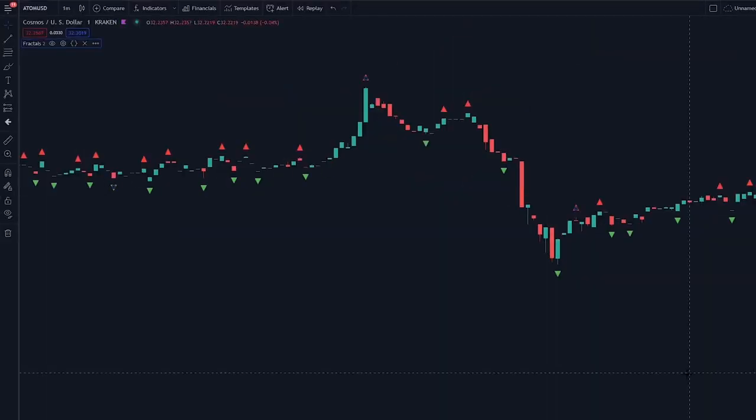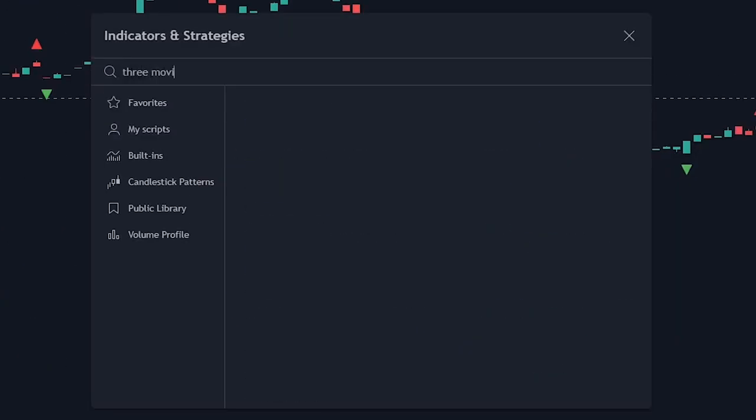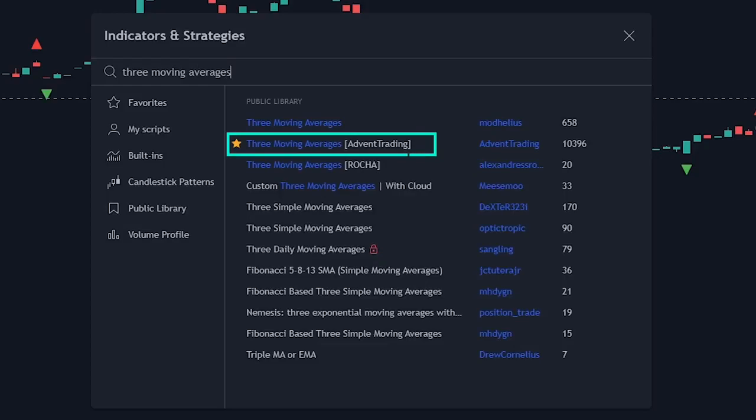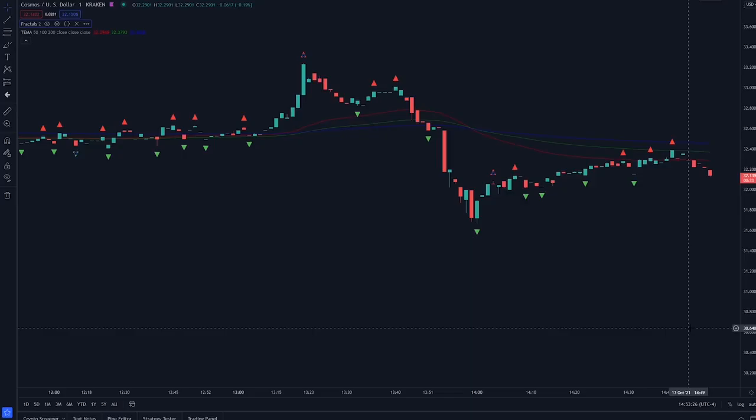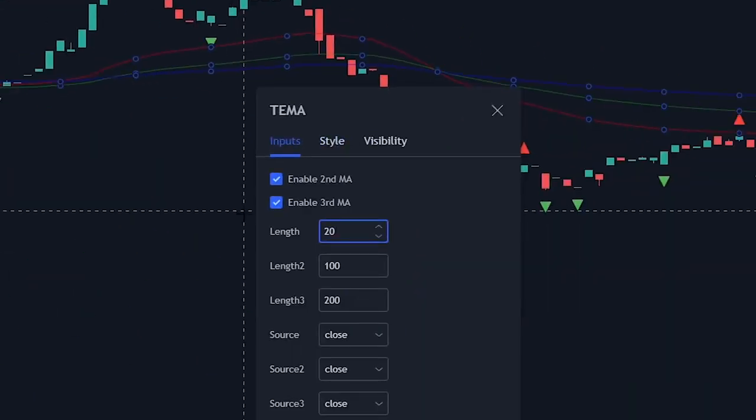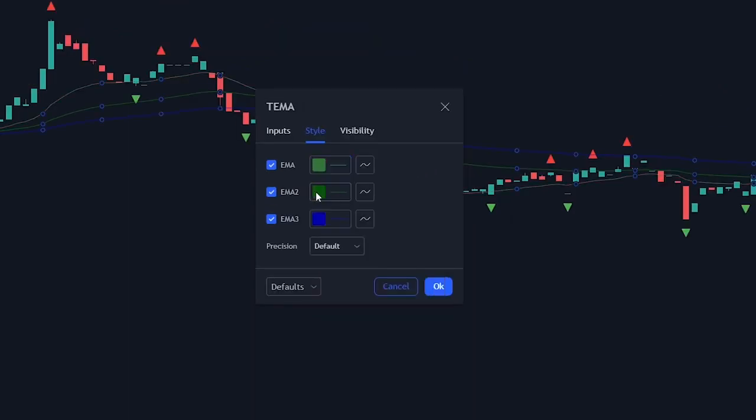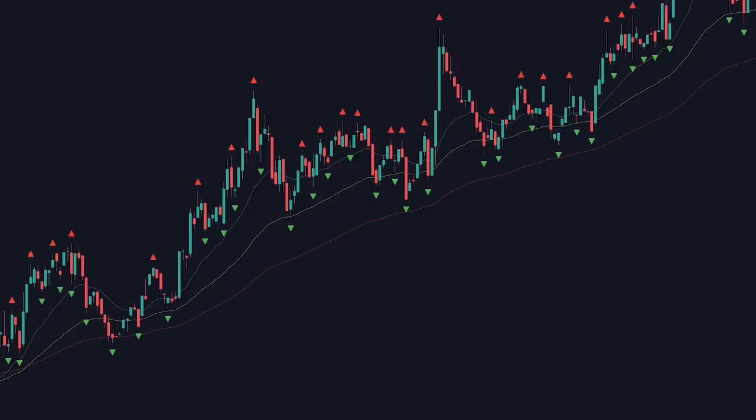Next, we're going to add some moving averages. Go back to the Indicators tab and type in 3 moving averages. It should be this one by Advent Trading. Once you have that added, we're going to change the settings a bit. Go up to the settings of that indicator, change length 1 to 20, change length 2 to 50, and length 3 to 100. Then for simplicity's sake, I'm going to change the colors of the lines to green, yellow, and red in that order. Now that we have the indicators added, let's go on to how the strategy actually works.